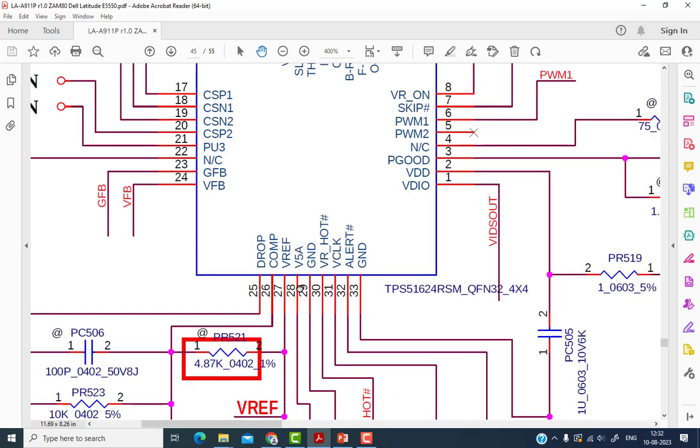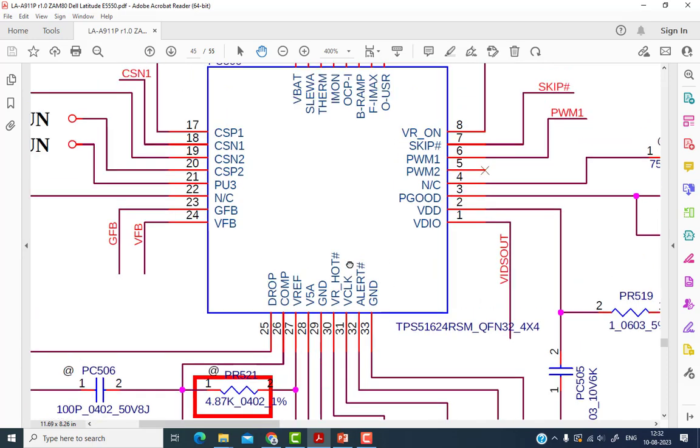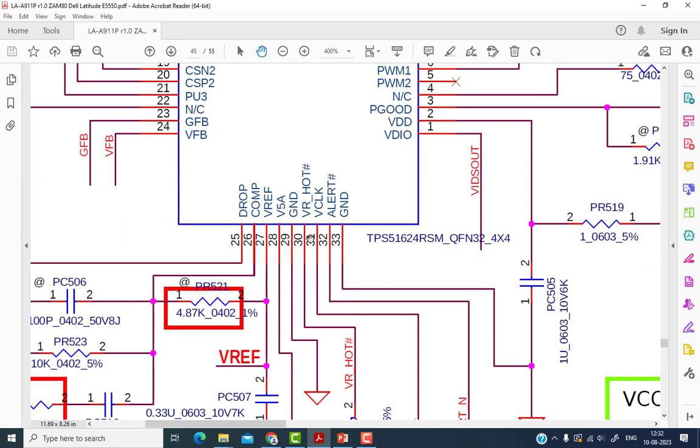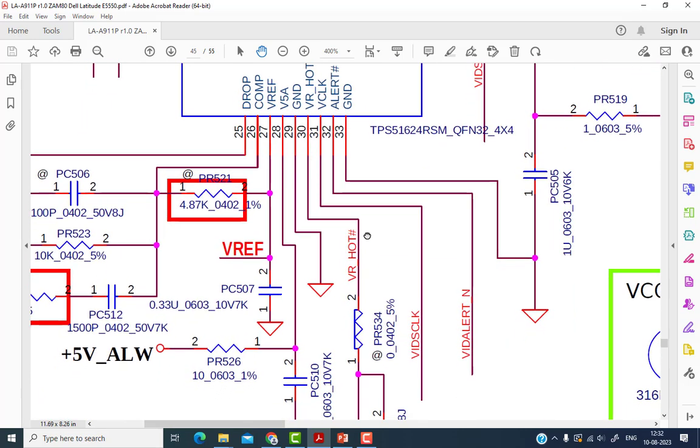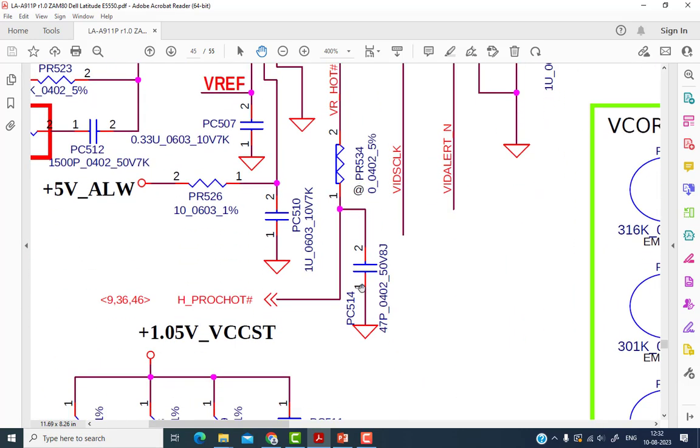So at both pins you have to check these two voltages. Here you have to check 3 volt, and here you have to check 5 volt, and there is a VR hot signal. This one is a VR out signal at pin number 30. So this output signal is coming out, and its signal name is PROCHOT or H_PROCHOT. So here there is supposed to be 1 volt if the temperature is normal.